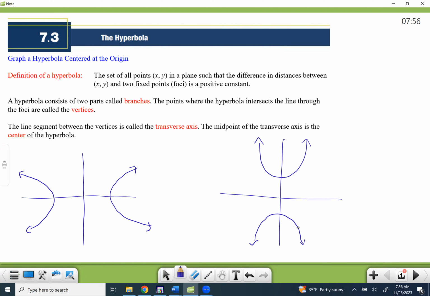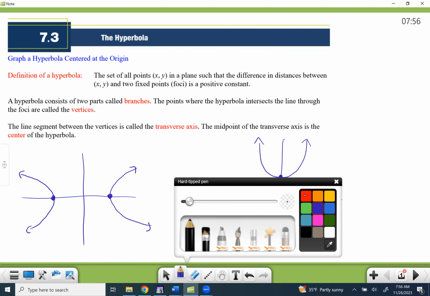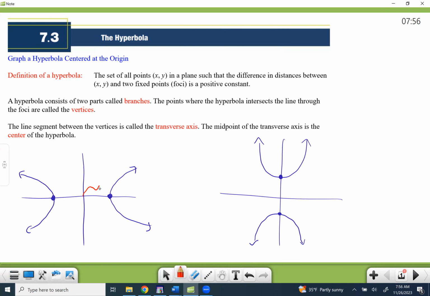There are similarities, like we still call this the vertex, together the vertices. So this would be a vertex and this would be a vertex. The distance from the center to a vertex is still going to be the letter A, just like it was with ellipses. And then we're actually going to have foci again. By the way, these little parabolas are actually called branches. The foci are going to lie inside each branch of the hyperbola.